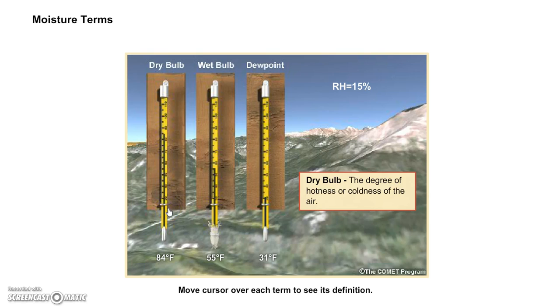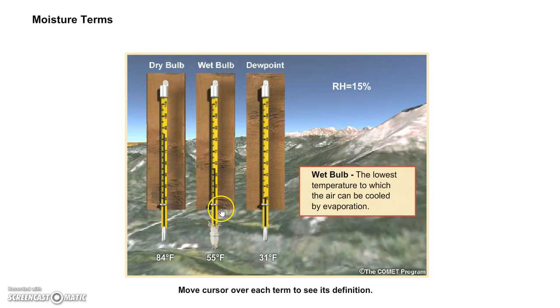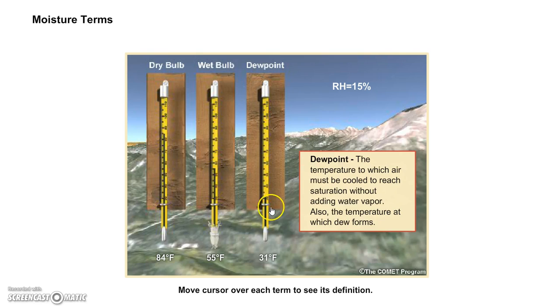The dry bulb is the degree of hotness or coldness of the air. It's just the actual temperature of the atmosphere. The wet bulb is the lowest temperature to which the air can be cooled by evaporation. So as the water evaporates, the temperature of the wet bulb will decrease. The dew point is the temperature to which air must be cooled to reach saturation without adding water vapor. Also the temperature at which dew forms.